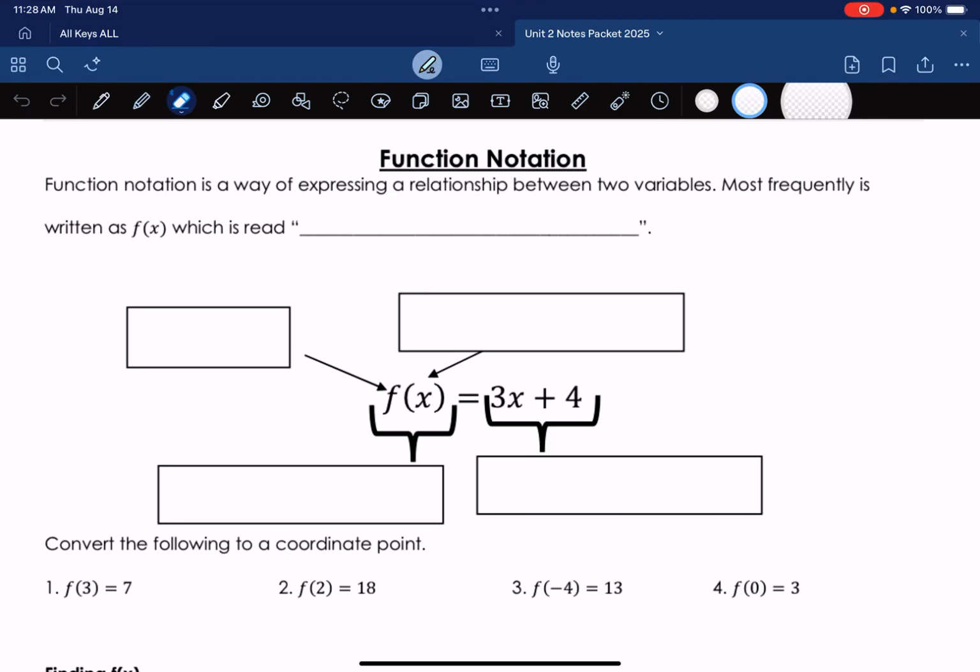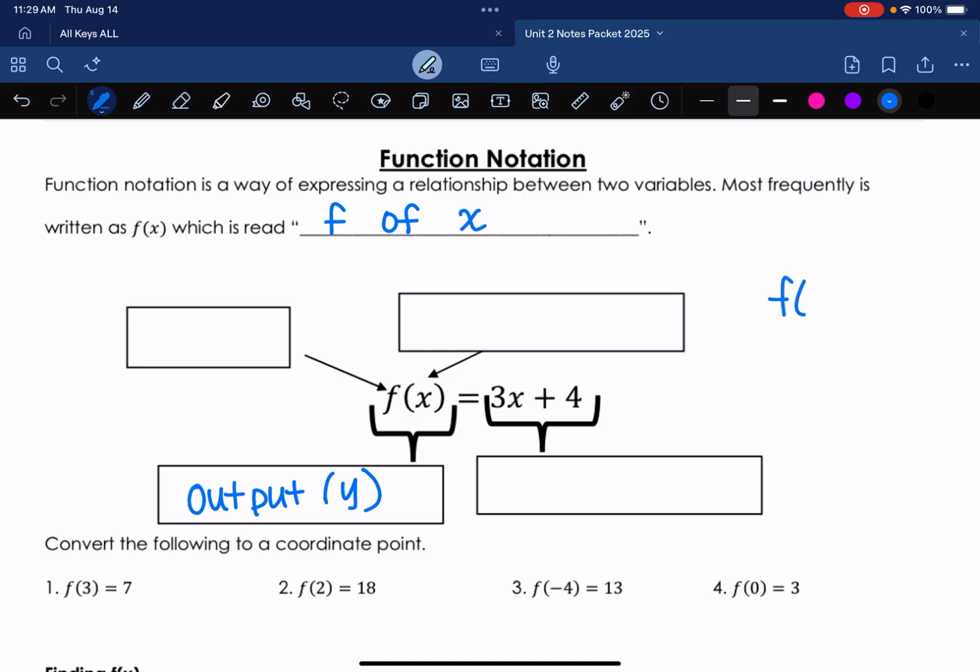All right, we are going to start out Unit 2 talking about functions, and more specifically function notation, which is a way of expressing a relationship between two variables. Functions have inputs and outputs. More frequently, you see a function written as f of x. And in function notation, f of x, the whole thing is your output. Or you can think of it as a fancy way of saying y.